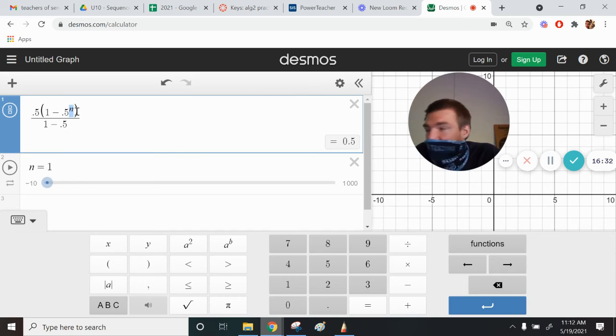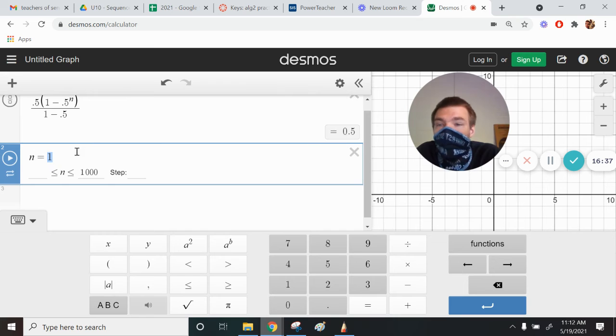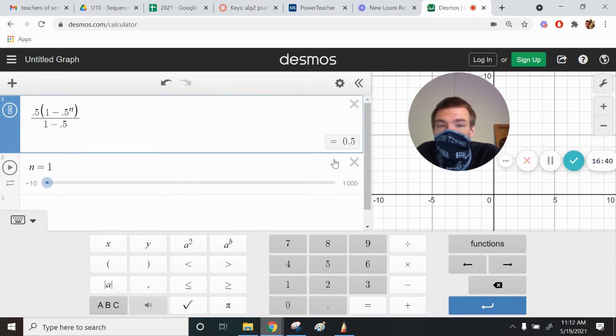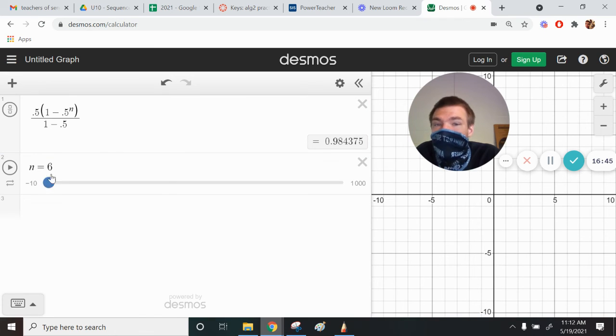Right now, if our exponent is 1, this is the sum of one thing. The answer is going to be 0.5. If we add together 6 things from this pattern, it's going to be 0.98. If we add together 10 things, it's going to be 0.99. If we add together 30 things, 35 things, 40 things, eventually it is converging. Desmos is rounding here. It is converging and getting closer and closer and closer to 1. Now, Desmos is about to round this to 1.